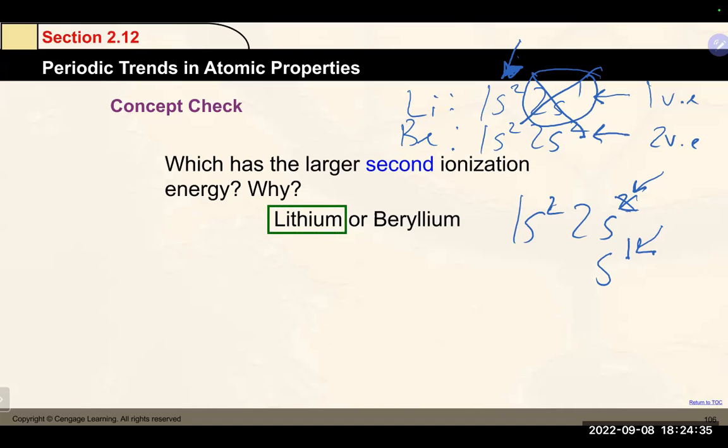So lithium would be the one that would take a greater amount of ionization energy because you have just dipped into the core electrons for lithium, but for beryllium, you're still hanging out in the valence electrons. That would take a lot more energy than the first electron, but jumping to the core electrons for lithium would take a lot more energy than removing that second valence electron from beryllium. Any questions on that one there?